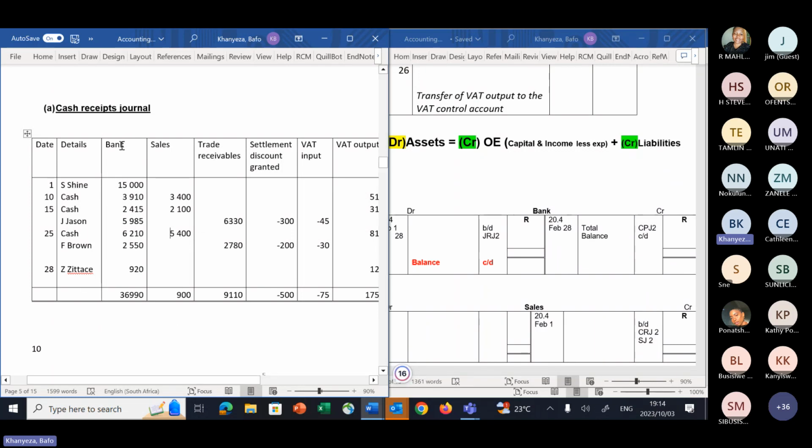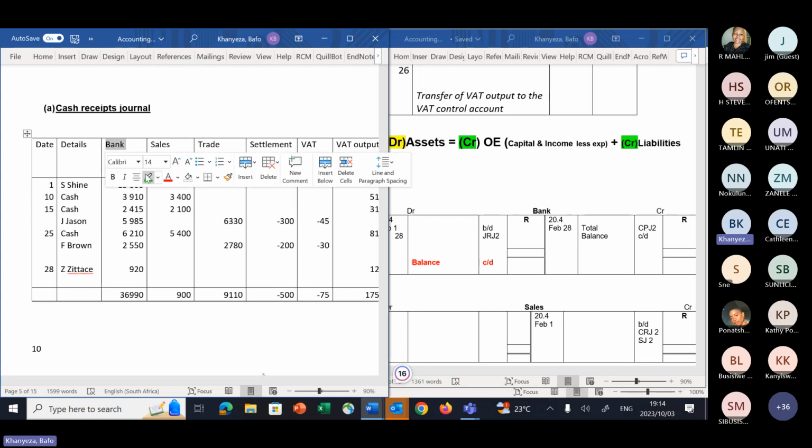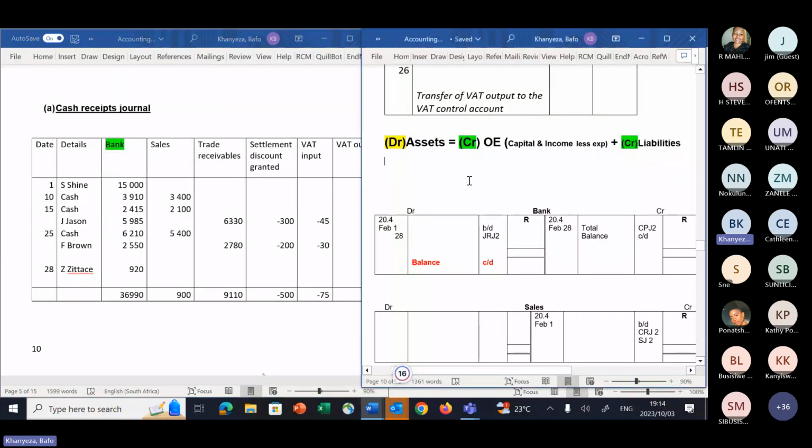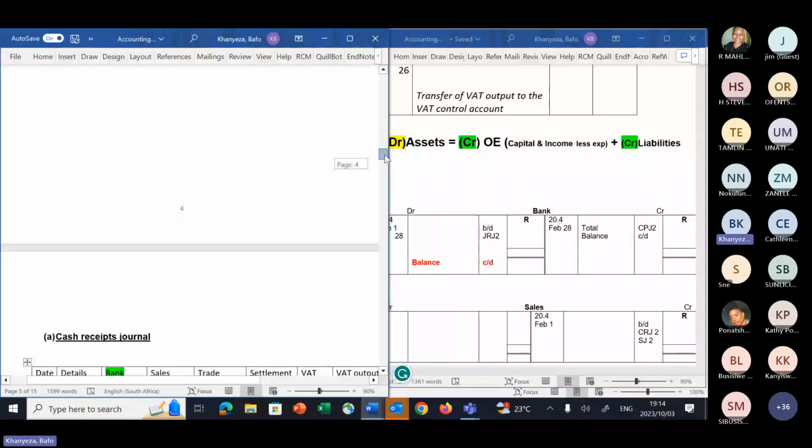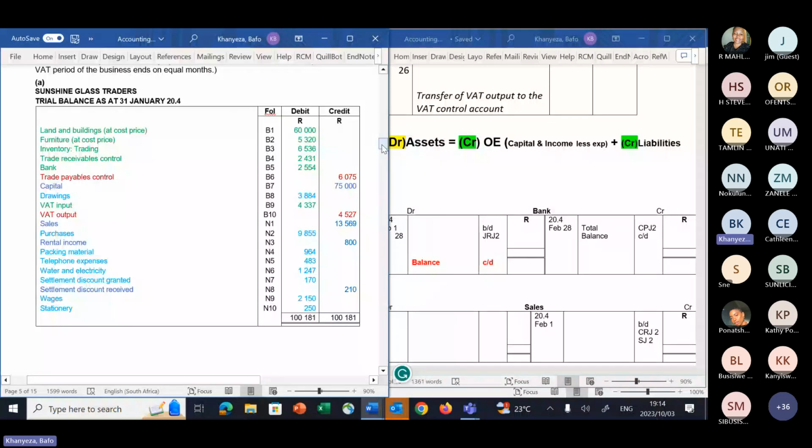We start with the first account, bank. If bank has been received, it means it's an asset to the entity. But every accounting entry starts with the opening balance, so let's see what the bank account was. The account we start with will be bank.